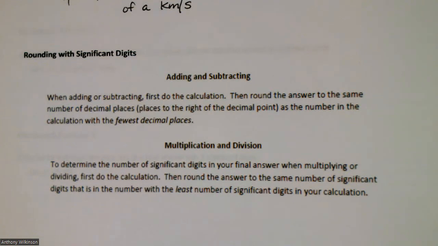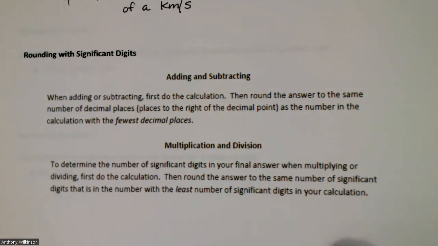Now for multiplication and division, to determine the number of significant digits in your final answer, you're going to multiply or divide. In other words, you're going to do the calculation first, and then you're going to round your answer to the same number of significant digits that is in the number with the least number of significant digits in your calculation. Okay.